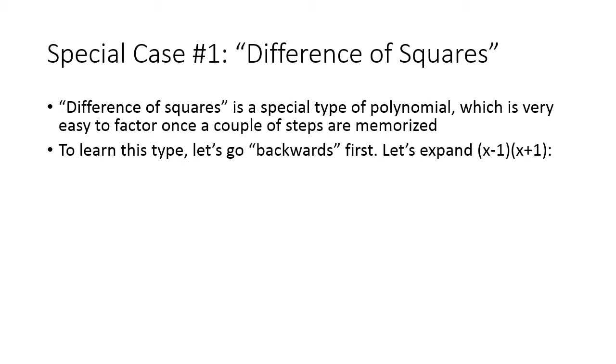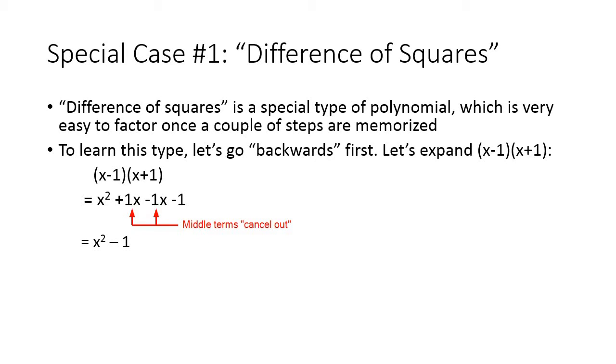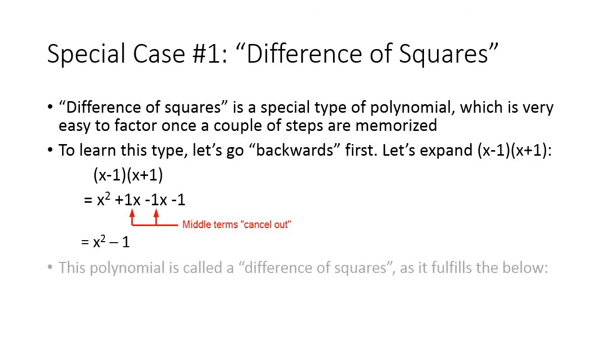To learn this type, let's go backwards first. Let's expand x minus 1 multiplied by x plus 1. So x minus 1 times x plus 1, we get x squared, and then foiling it out, plus 1x minus 1x minus 1. It's very important to note that those middle terms cancel out. 1 minus 1, you're going to get a 0. So they go away, and you end up with x squared minus 1.